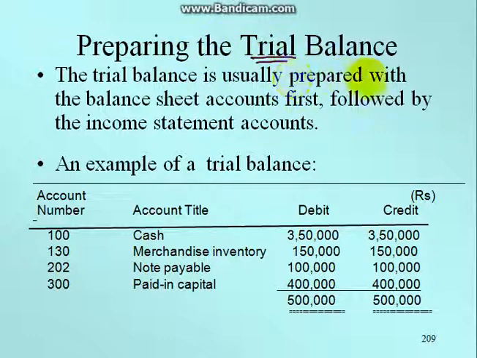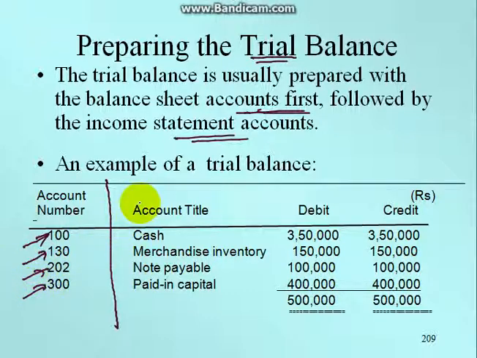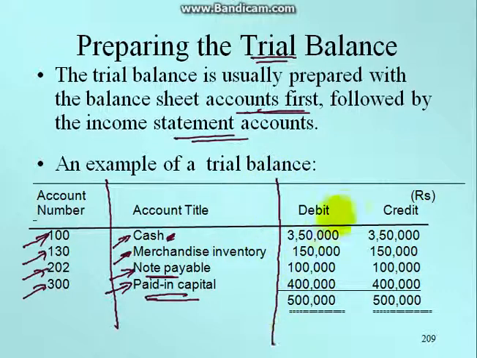So the trial balance is usually prepared with the balance sheet accounts first, followed by the income statement accounts. Let us take an example. Here we have to mention the account number, and the title, such as cash, or merchandise inventory, or notes payable, and fourth, paid in capital. So we have to decide what is debit and what is credit.